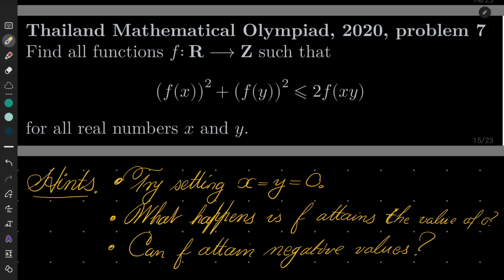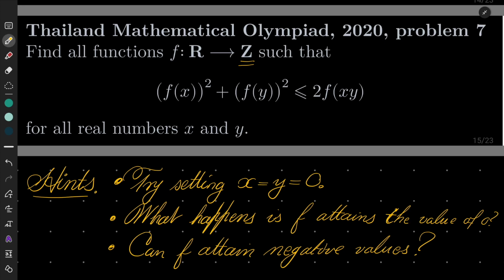Hello friends, in this video I'd like to solve the following problem from the Thailand Mathematical Olympiad 2020, problem number 7. We wish to find all functions going from the set of real numbers into the set of integers, it's very important, such that f of x squared plus f of y squared is less than or equal to 2 times f of x times y for all real numbers x and y.